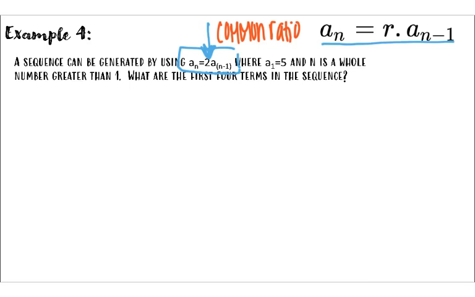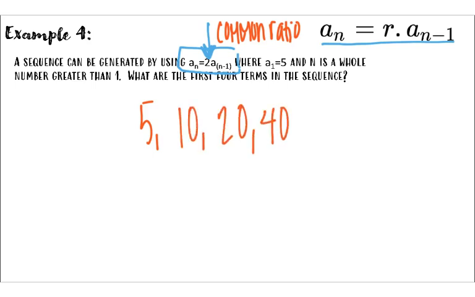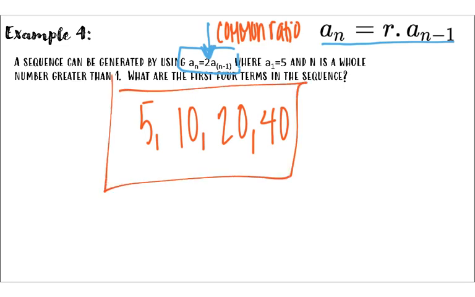So our first number is 5. The common ratio is 2. So 5 times 2 is 10. 10 times 2 is 20. 20 times 2 is 40. And those are the first 4 terms of the sequence.